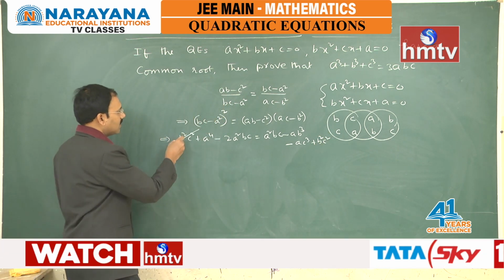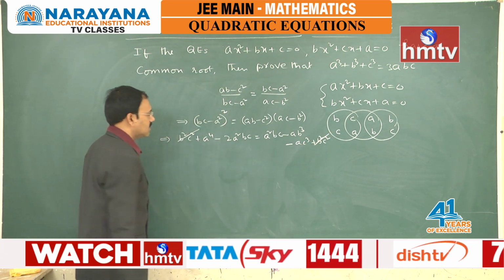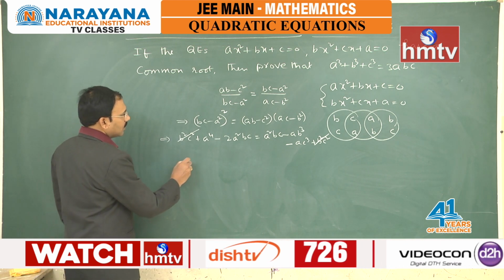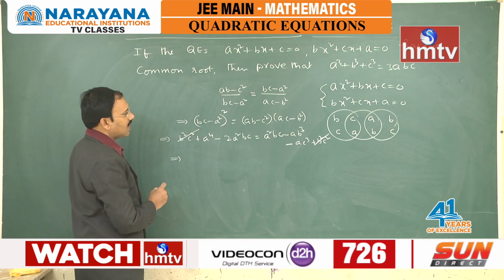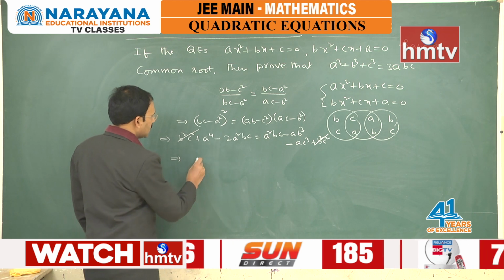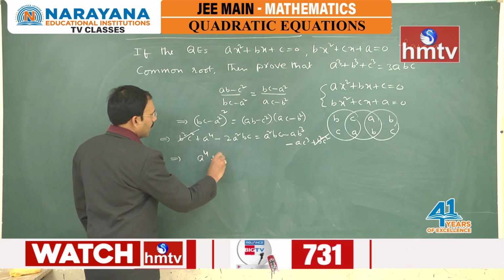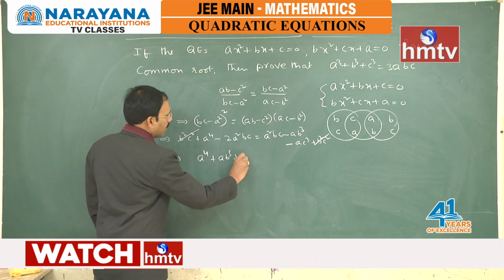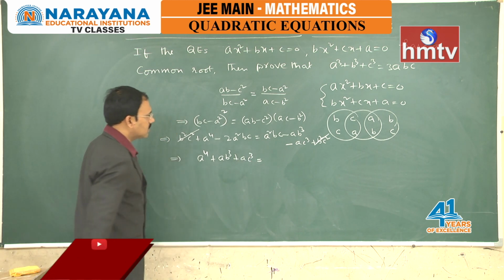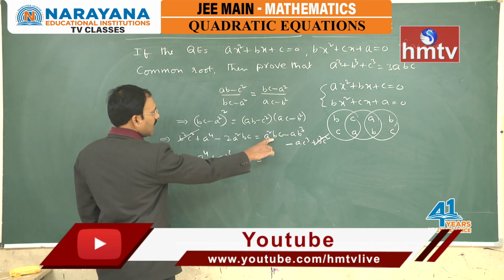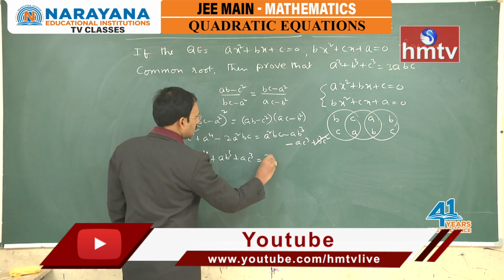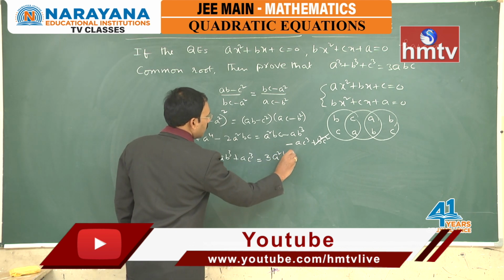You can observe that b square c square can be cancelled. Now, you just rearrange the terms. We arrange it like a power 4 plus ab cube plus ac cube is equal to a square bc plus 2a square bc, which is 3a square bc.